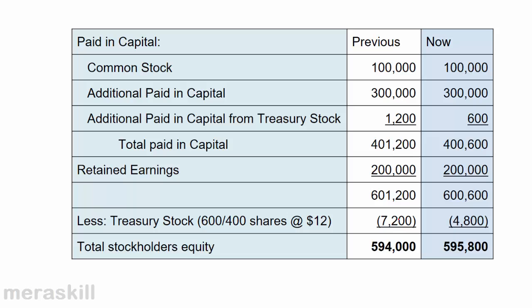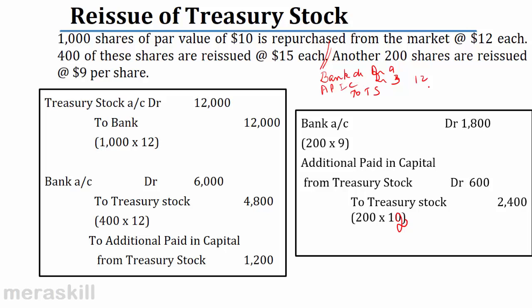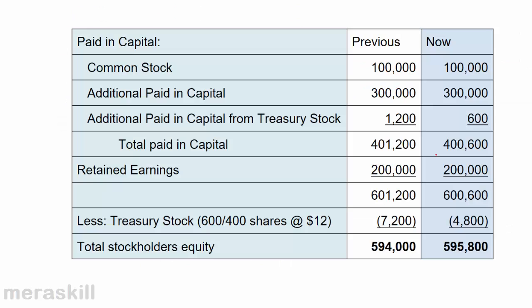Now let's look at the capital. It was 100,000, 100, 300. You had additional paid in capital 1,200. Now it's become 600. Why? Because we debited 600. We had 1,200. We removed 600. This is a credit balance. We used it up when there was a loss. So we have now only 600. Okay. Retained earnings is the same. Treasury stock. Here we had 600 shares. Now we have 400 shares at the rate of 12 each. Is it clear?